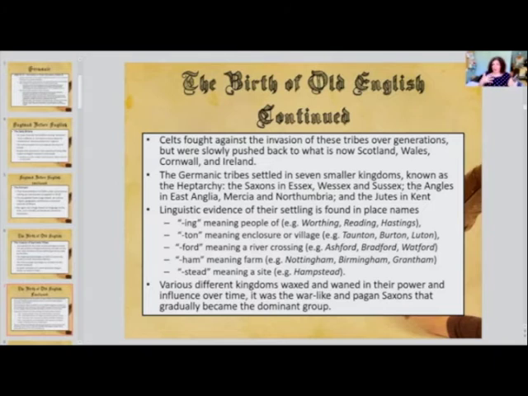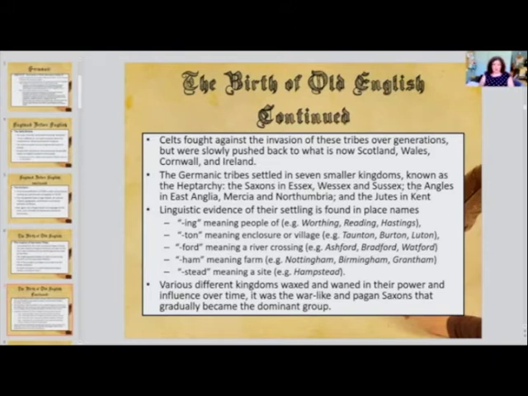So again, place names are like the number one thing that we borrow from other languages because it's just easier to keep calling someplace what it is. So a lot of these suffixes are going to be things that we still use. You probably know towns in America that end with all of these words. So ing, meaning people of: Worthing, Reading, Hastings. Tun means an enclosure or a village: Taunton, Burton, Lowton. Ford means a river crossing: Ashford, Bradford, and Watford.